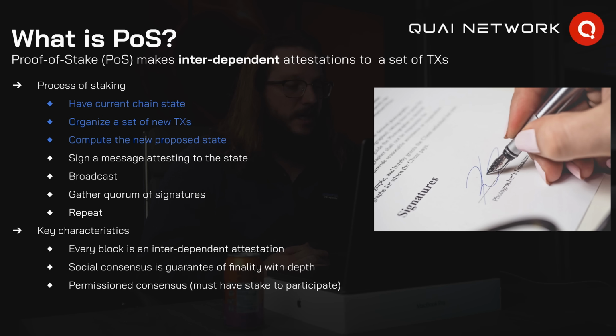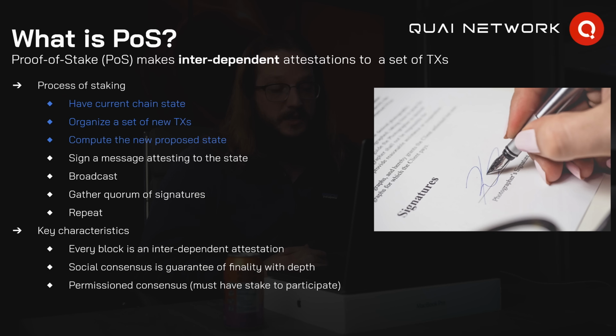The key characteristic here is that every block is an interdependent attestation, and this is a social consensus, with the guarantee of finality with depth. So there's no objective or economic mechanism here. This is often referred to as the nothing at stake problem in proof of stake, and it definitely exists and it definitely has not been solved.